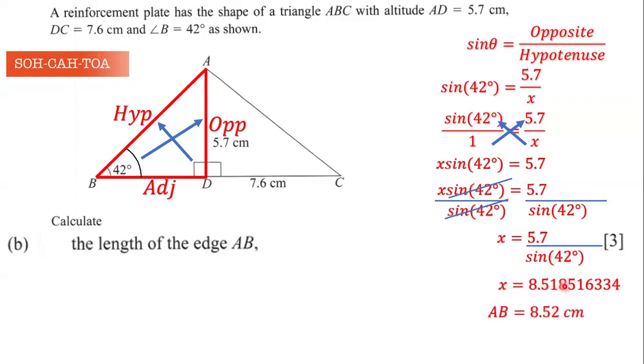Notice that this right here is 8. And so since this is 8, once it's 5 or above, we could round up. So we add 1 to 1, and 1 plus 1 is 2. So we have 8.52 centimeters. And that's how we got AB correct to 2 decimal places. That's our answer here.